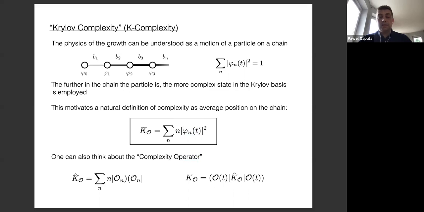And this complexity depends, let me just mention one more time, on the given operator for which we build the Krylov basis, as well as on the Hamiltonian that enters into this Krylov basis via the Liouvillian. And sometimes it is useful also to think about this complexity as an operator. So basically you can write this operator in this Krylov basis as a sum over n. And then this complexity K_O, you can think about it as an expectation value of this Krylov complexity operator in this state O of t. There might be some subtleties in this definition, but in most of the cases I'll be considering, this is truly the case.